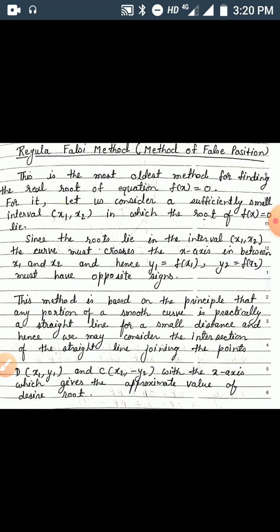This method is based on the principle that any portion of a smooth curve is practically a straight line for a small distance, and hence we may consider the intersection of the straight line joining the points D(x1, y1) and C(x2, -y2) with the x-axis, which gives the approximate value of the desired root.